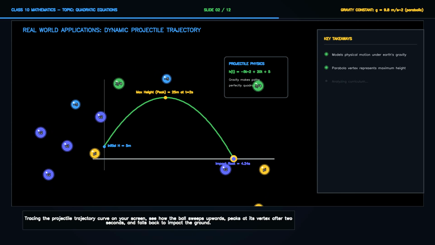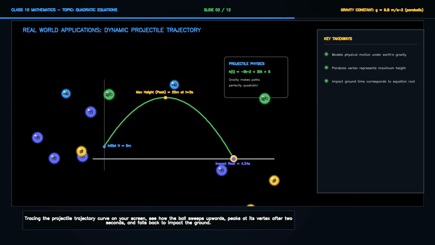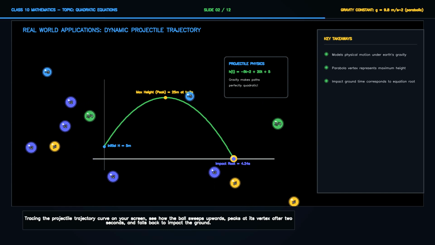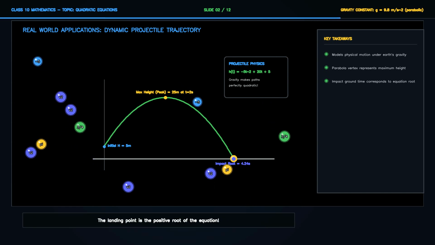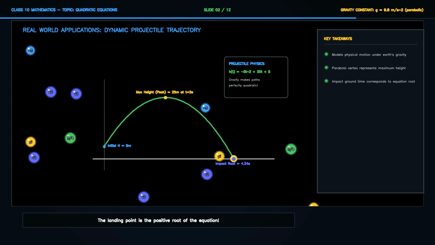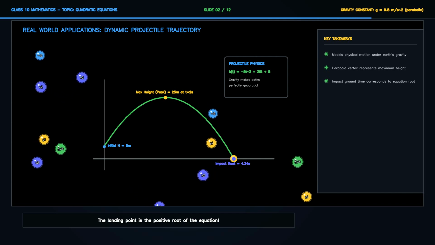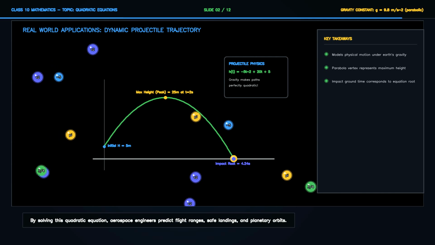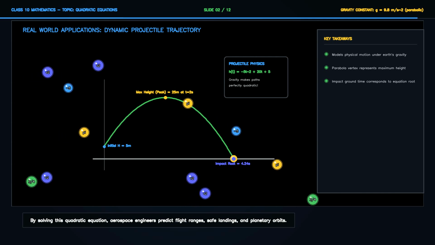Tracing the projectile trajectory curve on your screen, see how the ball sweeps upwards, peaks at its vertex after 2 seconds, and falls back to impact the ground. The landing point is the positive root of the equation. By solving this quadratic equation, aerospace engineers predict flight ranges, safe landings, and planetary orbits.